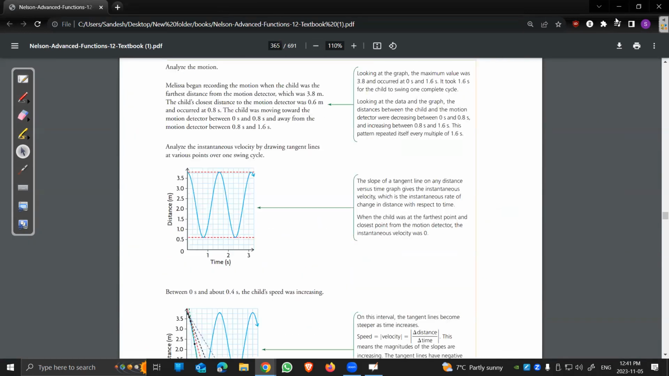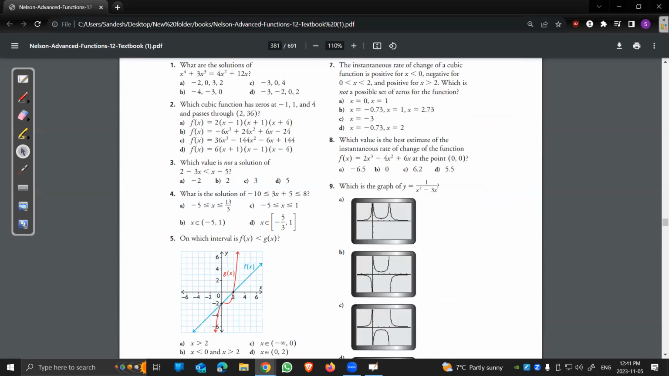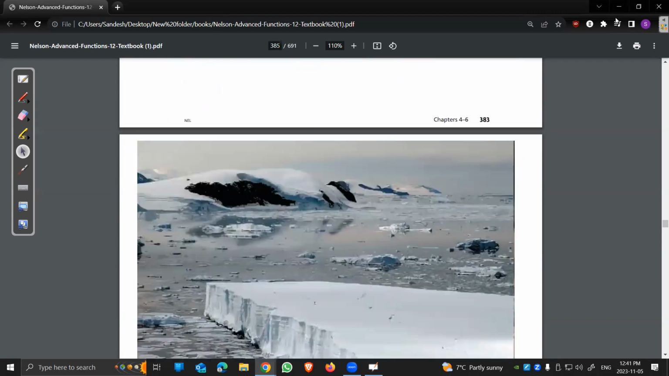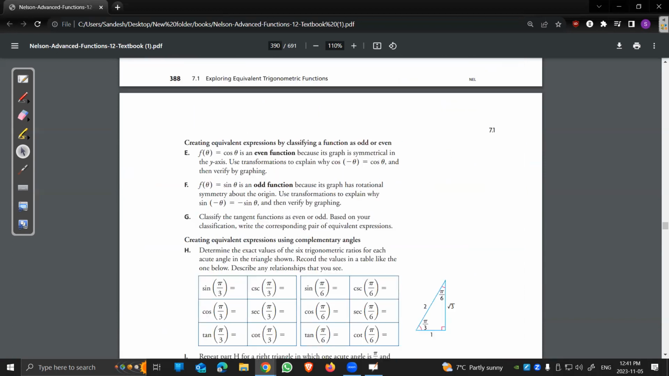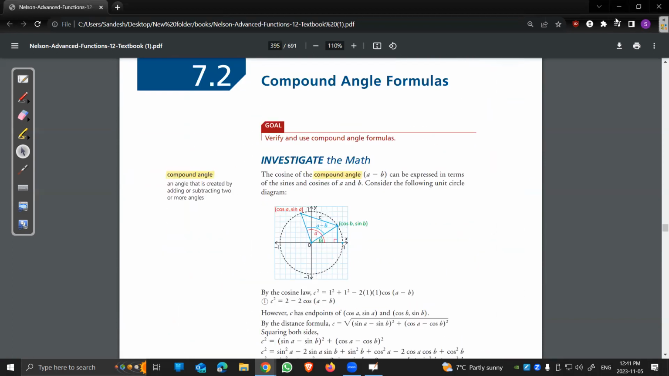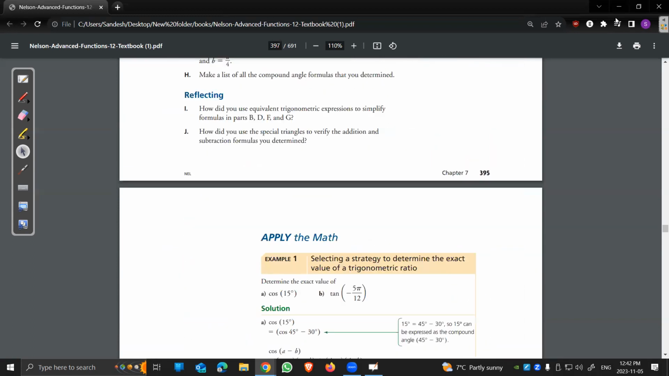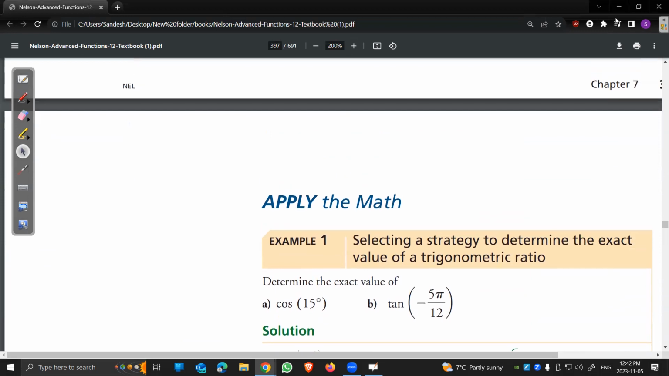I'm trying to get to the ungraphing questions, which is going to come up right now. All right, let's start here. Compound angle, yeah, that's what I was looking for.